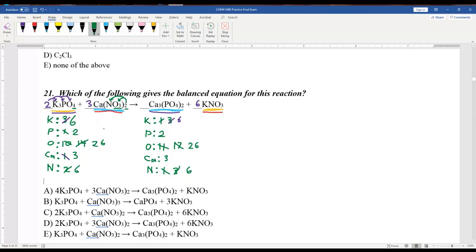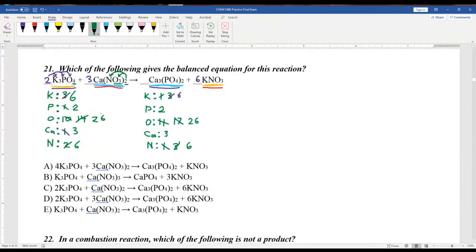So now I have 6 nitrogens, 3 calciums, 26 oxygens. Now I can see that every single one of my elements has the same number of atoms on both sides of the equation. So this is now balanced. So this is my balanced chemical equation, and I can look for which one of the answers corresponds to this balanced equation. And it looks like this is going to be D. So yeah, that's how you do it.